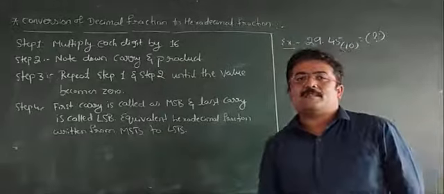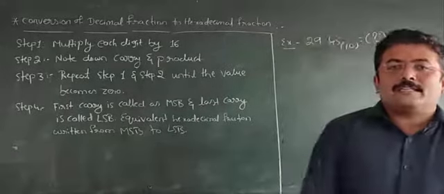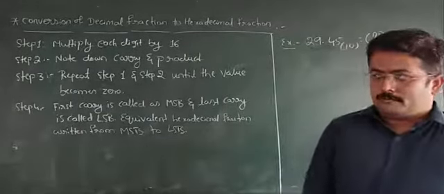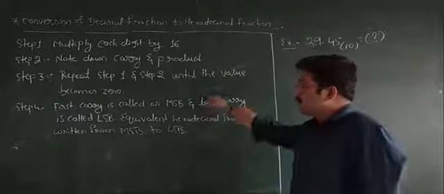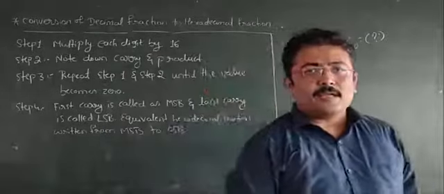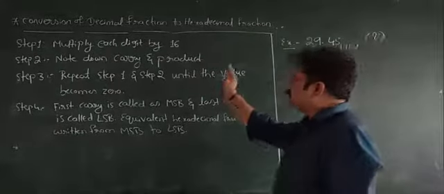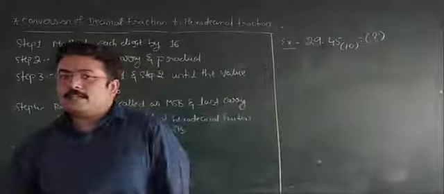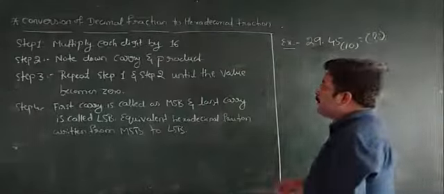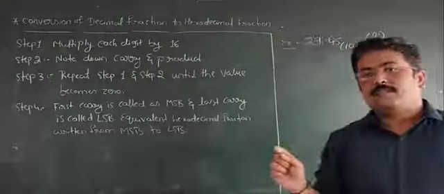To hexadecimal number system. In this class, we will discuss decimal fraction to hexadecimal fraction. Before going to that, let us look into some steps. The first step is to multiply the decimal fraction digits by 16, because I am converting the decimal fraction to hexadecimal fraction. So I should multiply each decimal fraction digit by 16.